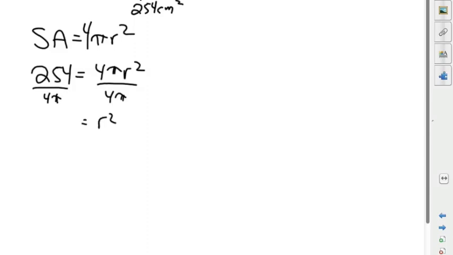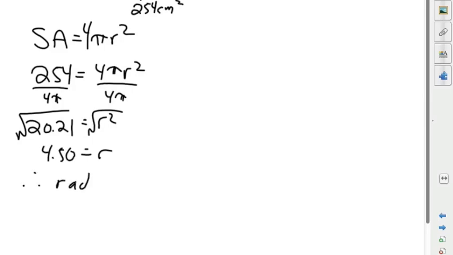So r squared is equal to 254 divided by 4 pi. It's 20.21. So take the square root of both sides now. You get r. And you get 4.50. So therefore, radius is 4.50 centimeters.